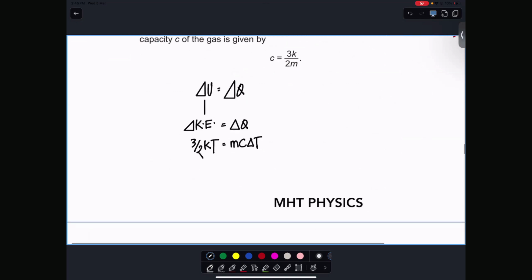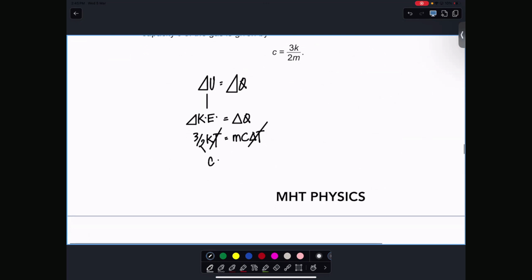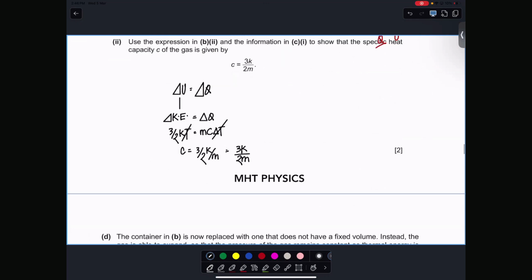Here this change and this change, what will they do? They will cancel out. So C is equal to 3/2 k by m. So that's a match for it. So 3k divided by twice m. Do you understand? So they're saying that whatever heat has been gained directly becomes an increase in the KE of the particles. So you can use that to figure this out.